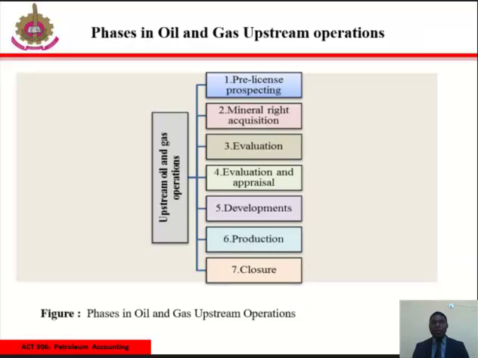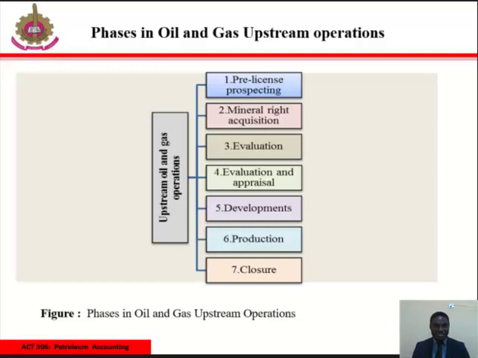We are looking at the phases in oil and gas upstream operations. We understand that we have phases in oil and gas downstream operations, but we are really focusing on the upstream operations. We have about 7 items here that are phases of oil and gas upstream activities. From phase 1 to 5, collectively referred to as pre-production phase.